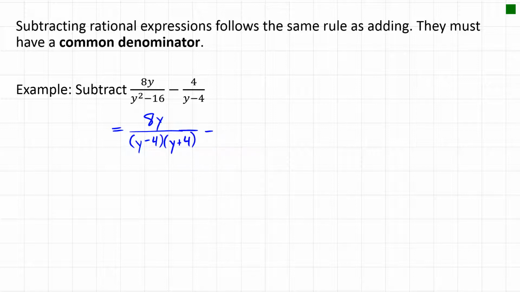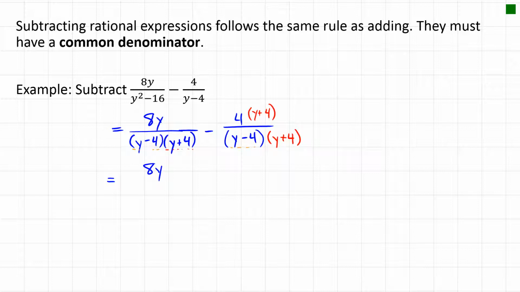In the second fraction, I have 4 over y minus 4. So looking at these two fractions, I see that they both have the y minus 4 in the denominator. But the second fraction is missing this factor of y plus 4 that's present in the first fraction. So I have to multiply the second fraction by y plus 4 on the bottom, which means I'll have to do it on the top. But that will give the two fractions common denominators.